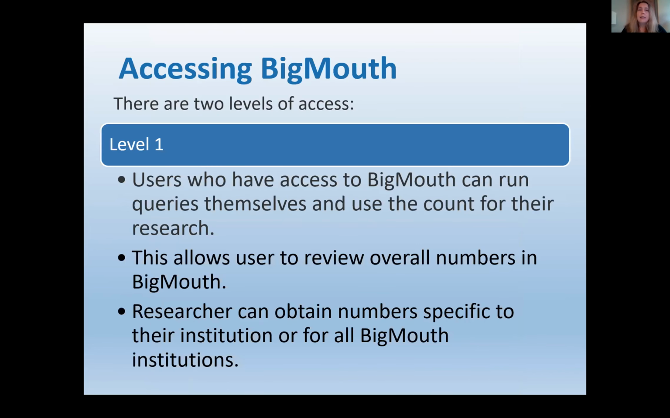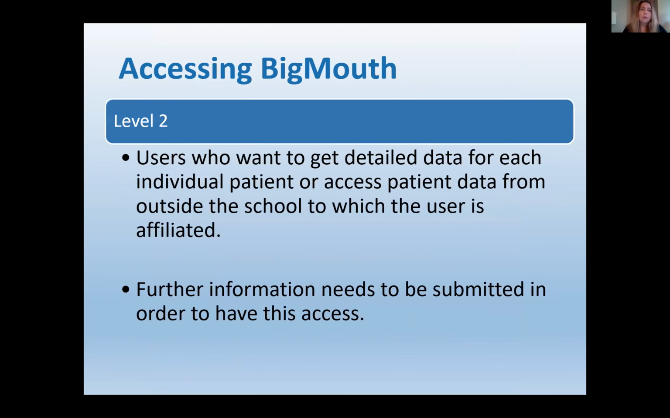So Mohammed touched on the 2 levels of access, and the one we've been showing today is level 1 access, where you can run your queries yourself and use the counts, and you can review overall numbers, and you can see numbers specific to your institution or for all the BigMouth institutions. Then if you want to go forward and do more of a design study like Alpha and Udo talked about, and want to actually put together a study design where you need more data collected, you go through level 2 access. That requires more information in order to get that data.